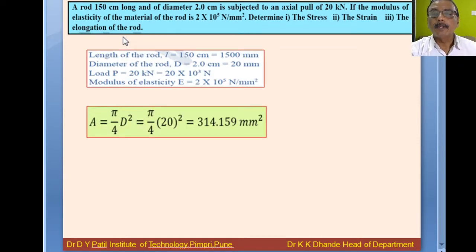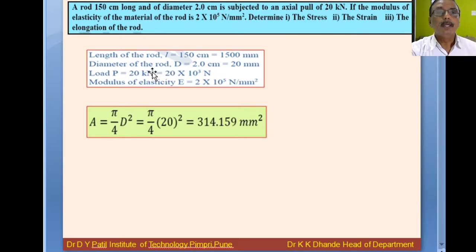Now from that equations, note down the given data. Length of the rod is given, L is equal to 150 cm. Diameter D is given 2 cm, converted into mm, that means 20 mm. Load P is acting 20 kN, convert into Newton, 20 into 10 raised to power 3, and modulus of elasticity capital E is equal to 2 into 10 raised to 5 Newton per mm square.